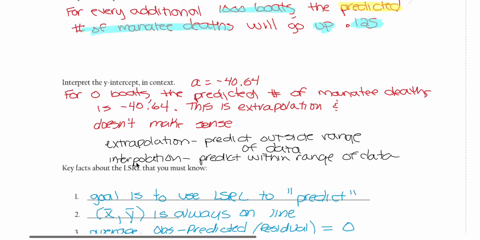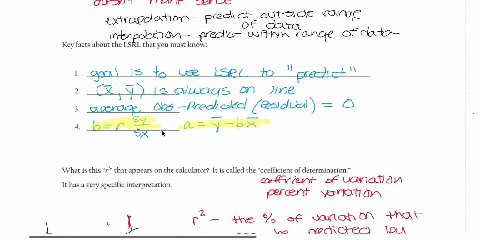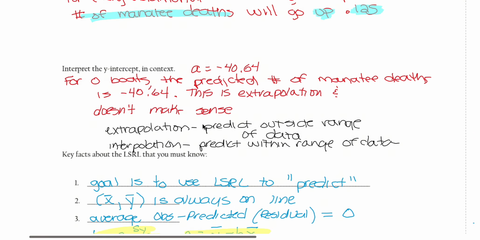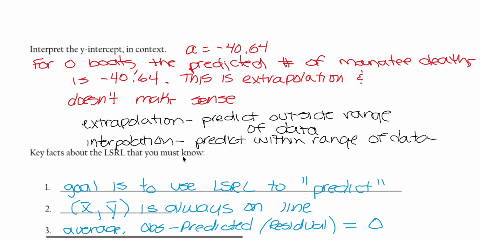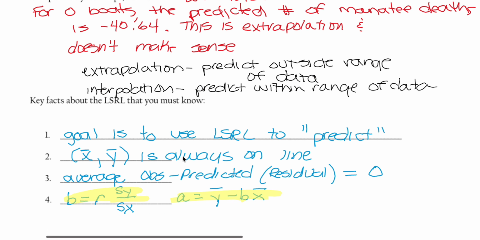Interpolation, on the other hand, is kind of the opposite of extrapolation. It predicts within the range of data, and this is good. That's what we want. We want interpolation, not extrapolation. But sometimes it's unavoidable, so you're just going to state that in your conclusion, and the grader will know.